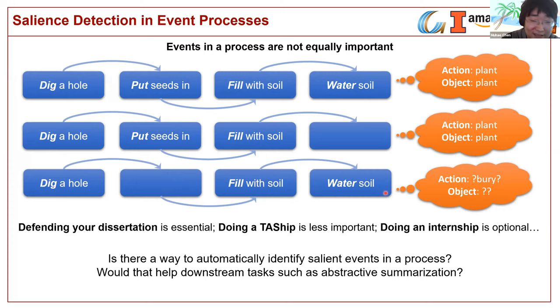And in the same context, we know that in terms of earning a PhD, defending a dissertation is most important. Doing a TAship is probably less important, and doing an internship is most of the time optional. So on this problem, the question would be, is there a way to automatically identify salient events in a process? And at the same time, will this kind of knowledge help downstream tasks such as summarization? These are actually open problems, on which we have already started some investigations.